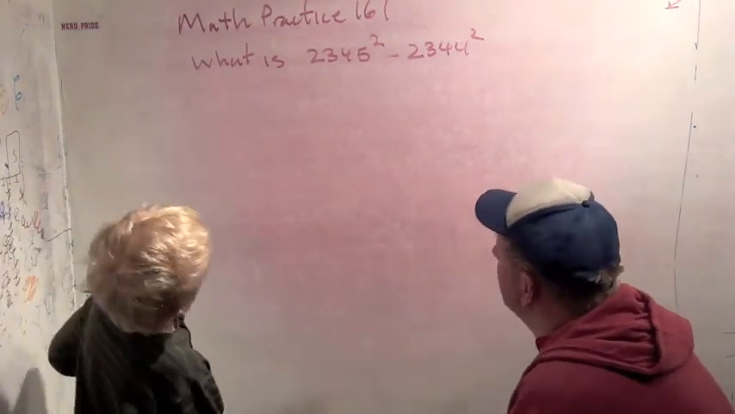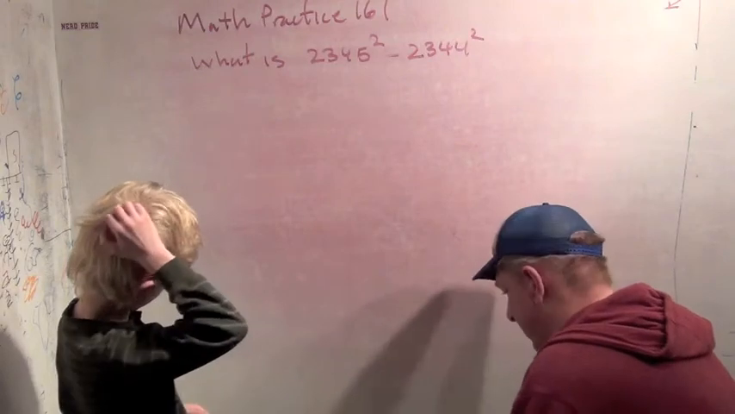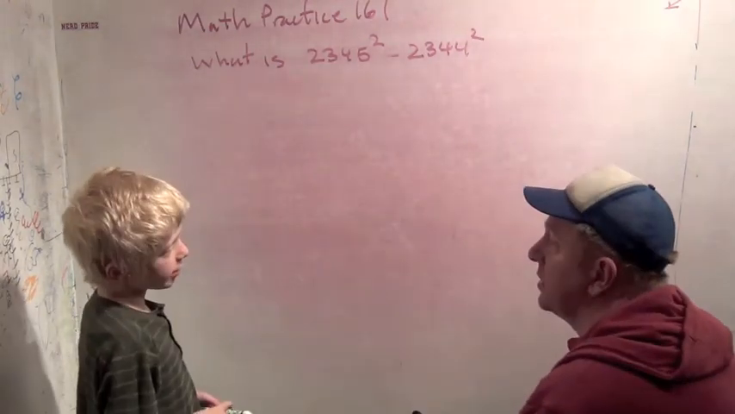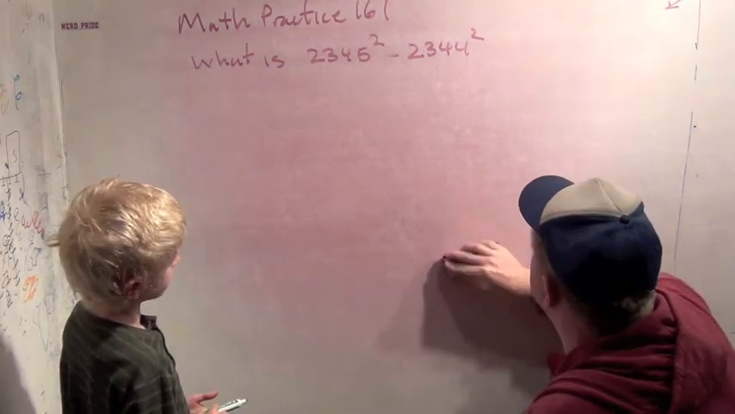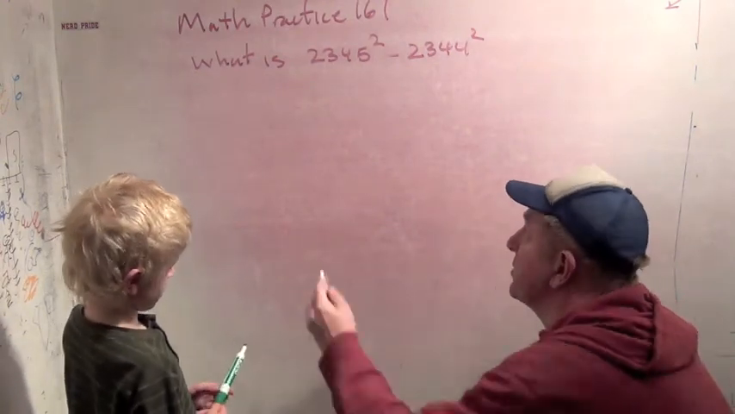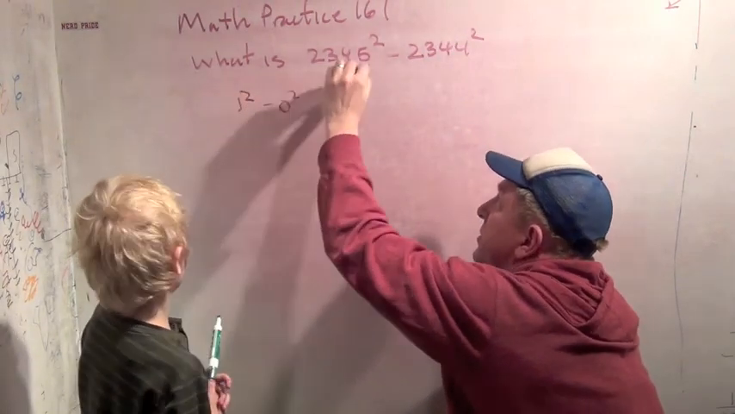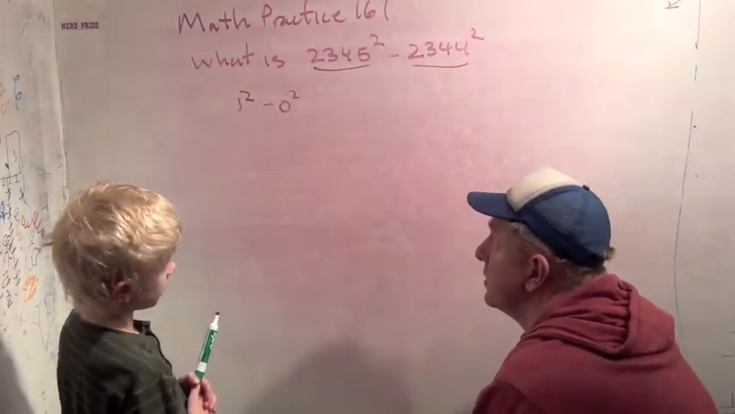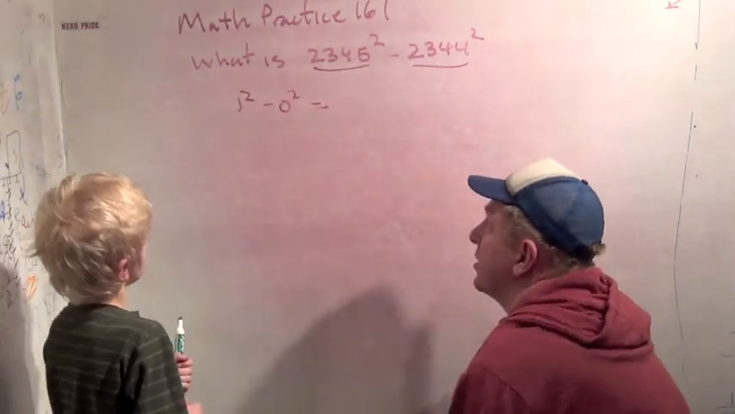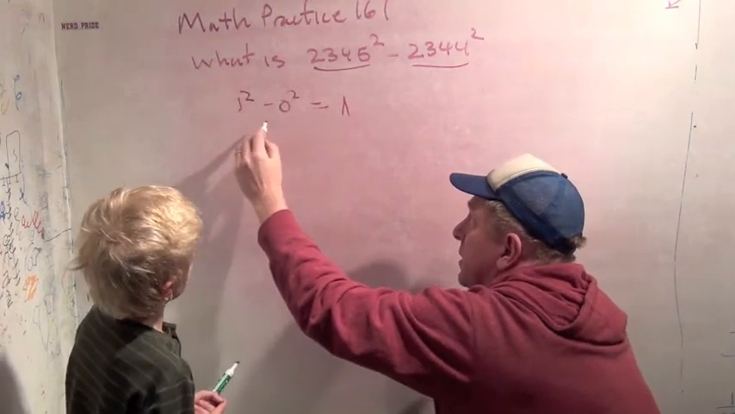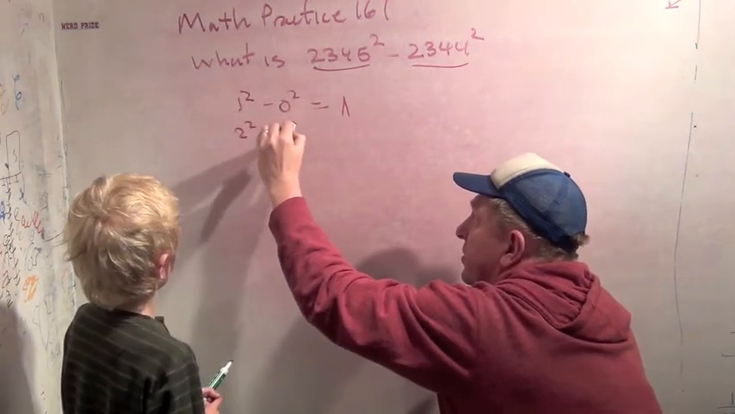When we have a problem that's really hard like this, what's one good strategy to help us understand it? We can make an easier problem. Yesterday we looked at 1 squared minus 0 squared, because these are only 1 apart. What is 1 squared minus 0 squared? That's 1. How about 2 squared minus 1 squared?